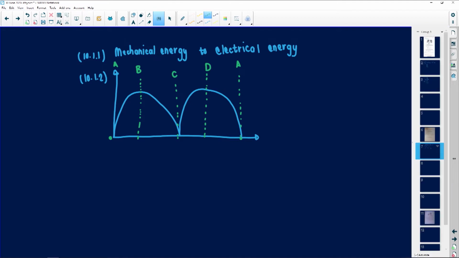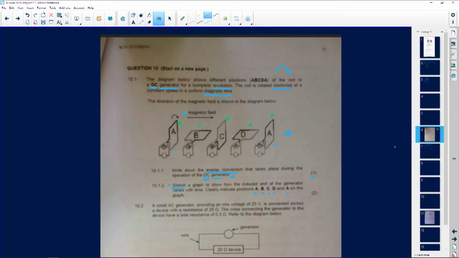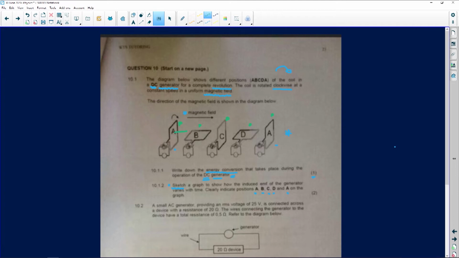I just want to go back to this graph here. You can see A standing upright. The magnetic field is coming in this direction in this case. And then it's going through. It's coming in this direction, parallel to it, perpendicular to it, and so forth.